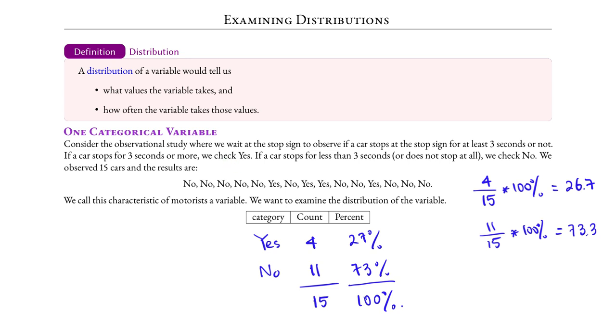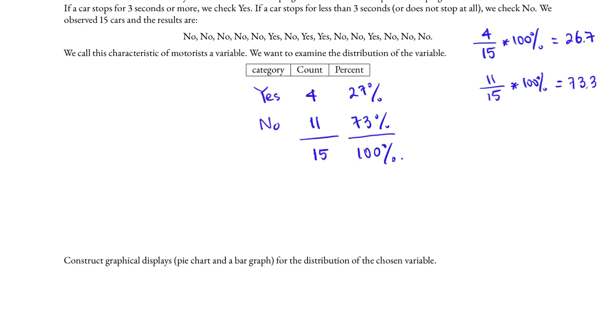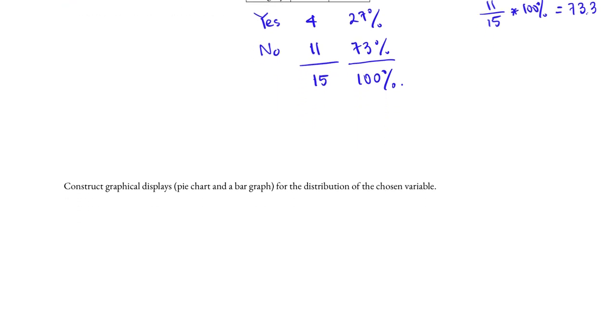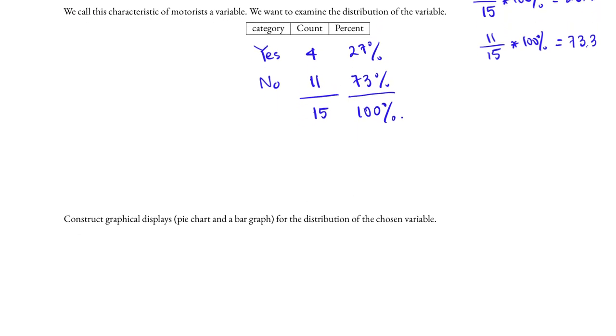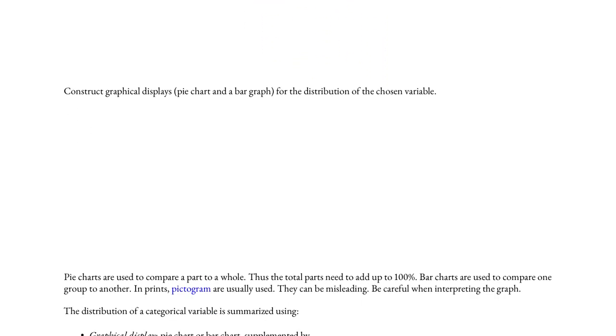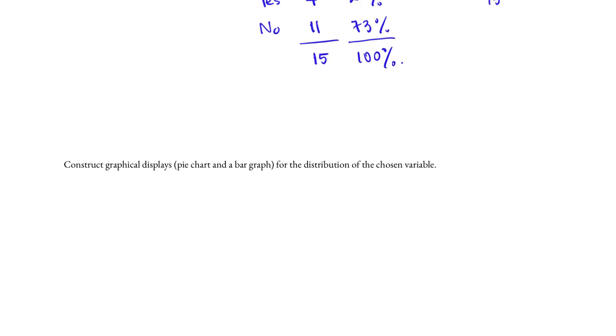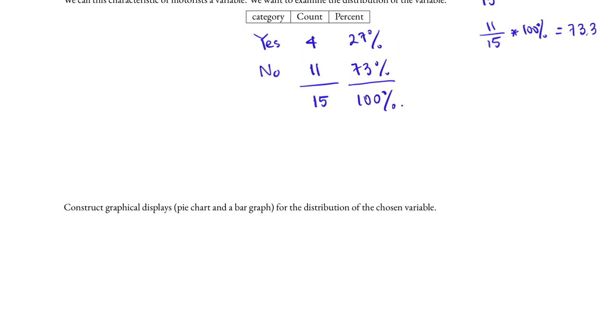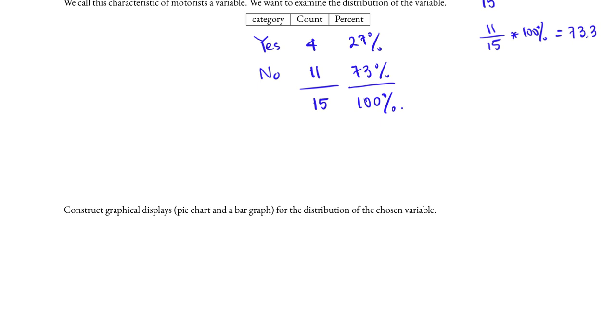In addition to the numerical summary, we will need to construct the graphical displays for the distribution. The graphical displays for the categorical variable will be either a pie chart or a bar graph in this class. A pie chart is simply a circle. The circle consists of 100%. So in this case, the circle consists of two components, two values only, yes or no.